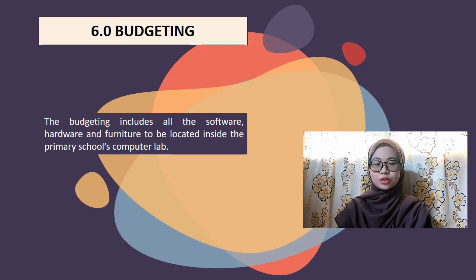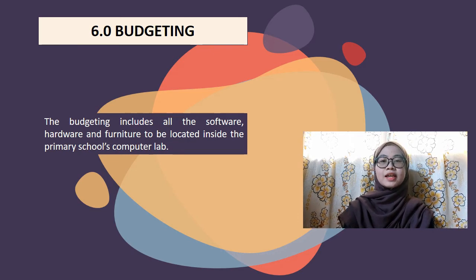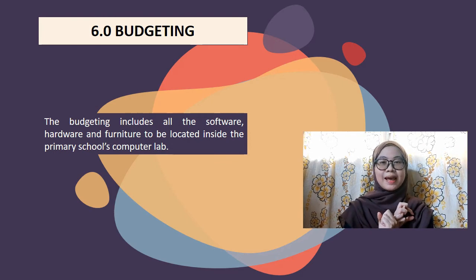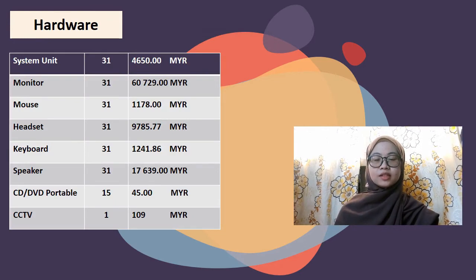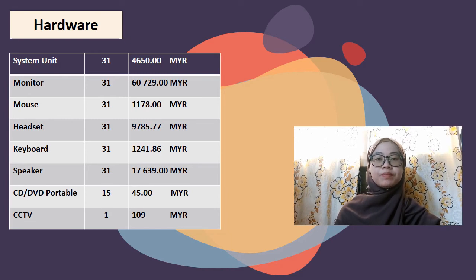Assalamualaikum warahmatullahi wabarakatuh. To Sir Azman, my name is Nur Farsha Jasmine binti Jamaluddin and I will be presenting about budgeting. First of all, budgeting consists of software, hardware and furniture for the primary school's computer lab. As for hardware, we provided 31 units of keyboard, monitor, system unit, headset, mouse and speaker for students and teacher. This is followed by CCTV for security inside the computer lab room and a DVD and CD portable player for their use.